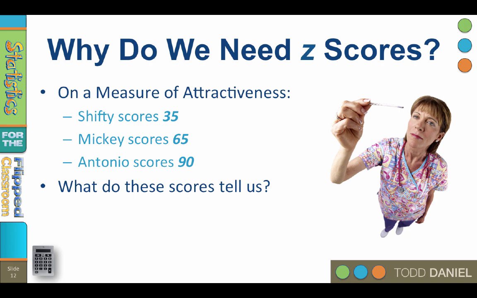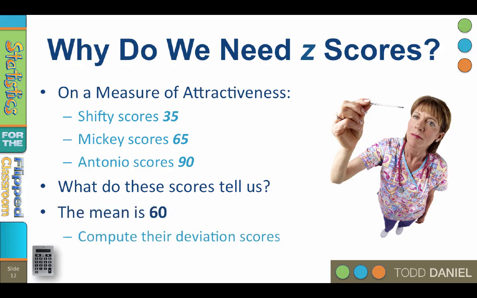It would be nice to know the average score on the test. We need the mean. So we go back to the attractiveness test validation study, we read the directions, and we find that the average score on this test is 60. Now we know a little more. We know who is above and who is below the mean. This will allow us to compute their deviation scores.